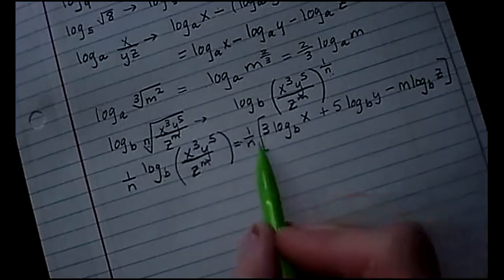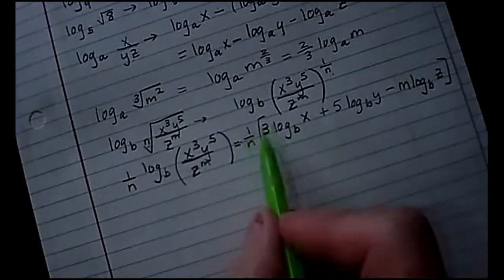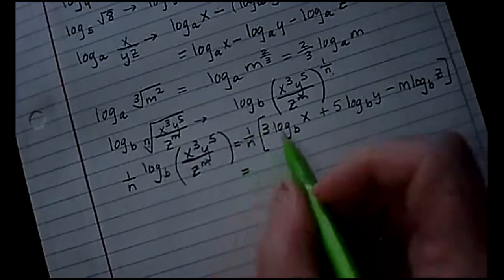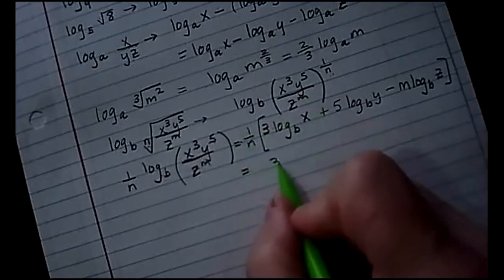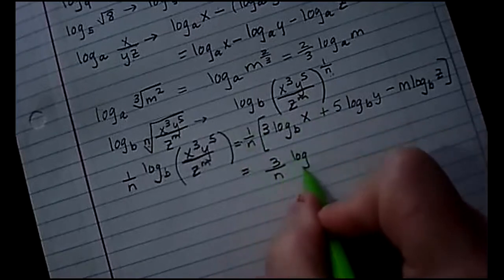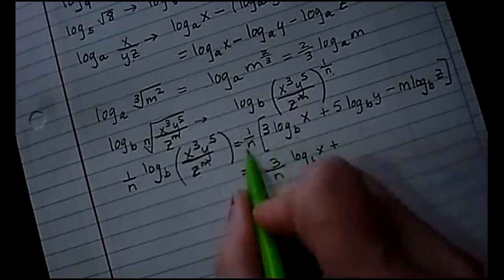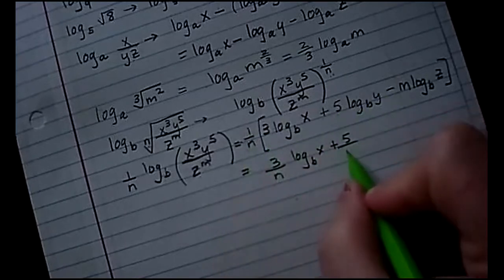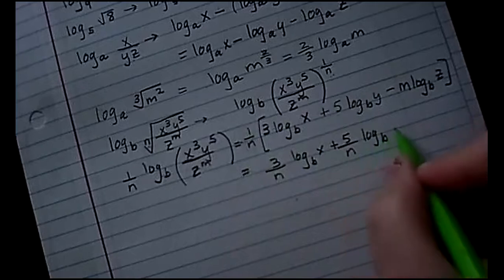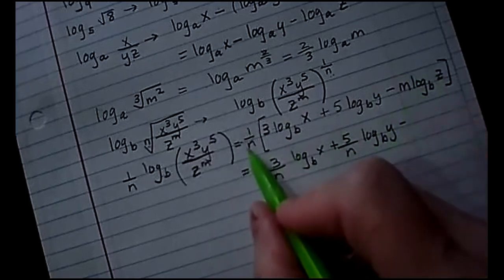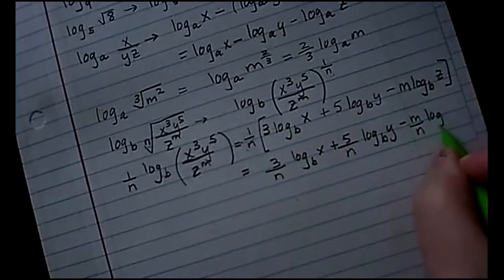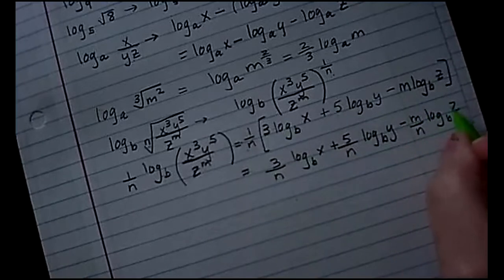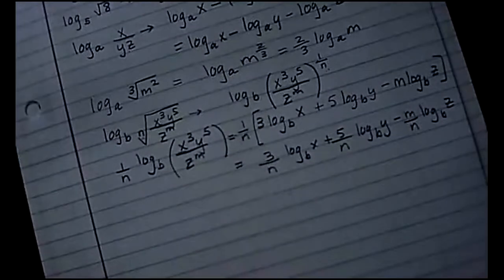Now I just want to multiply this 1 over n and distribute to each one of those. So all this then becomes is just 3 times 1 over n would be 3 over n, log base b of x, plus 1 over n times 5 would be 5 over n, log base b of y, and then minus m over n, log base b of z. And that's your complete answer on that. Oh, that's your final answer.